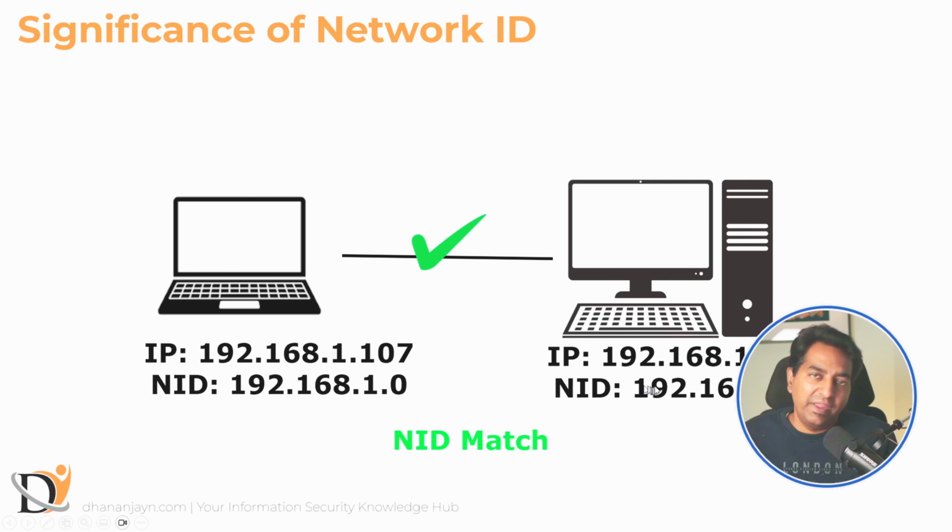In the same way, if I look at the second computer, it is again a class C address, and the last field is the host field. So if I make it 0, I'm going to get the network ID as 192.168.1.0. Now if I compare both these network IDs, they are one and the same, and that is the reason I should be able to connect these two computers.